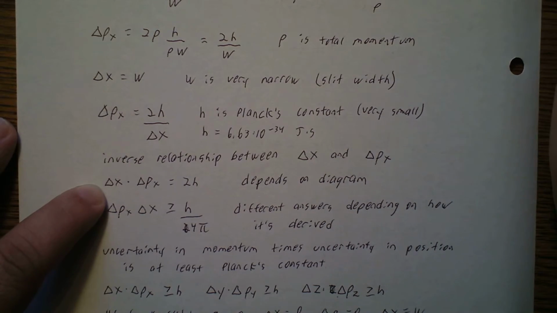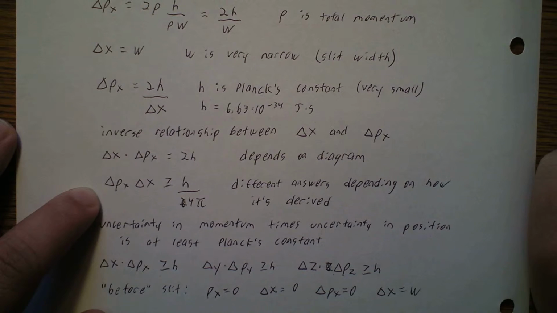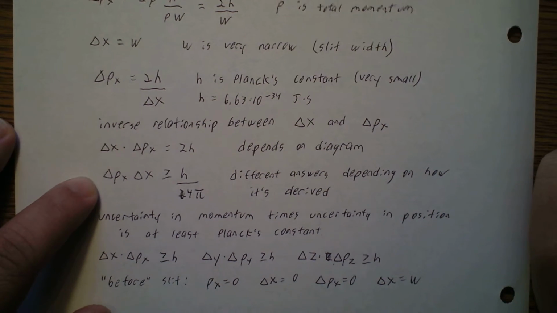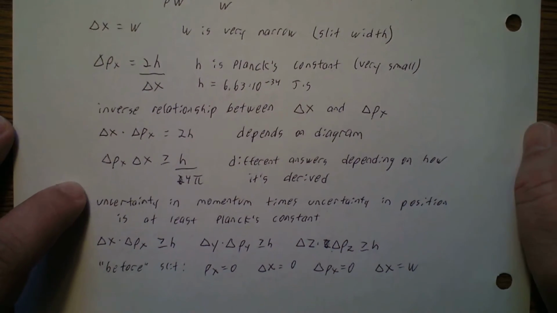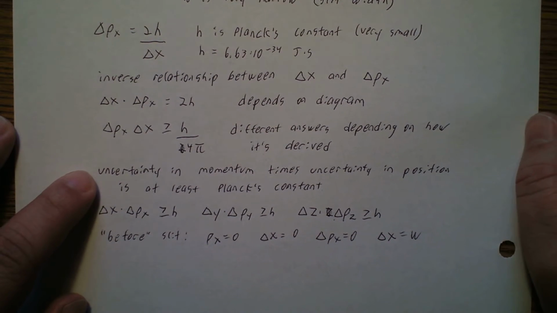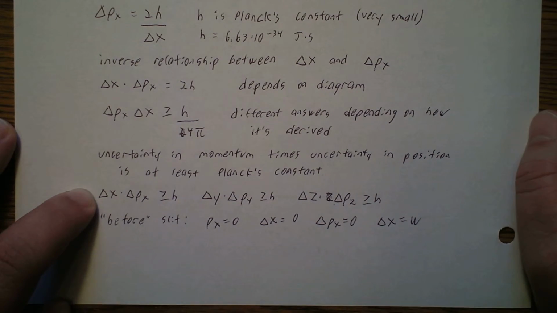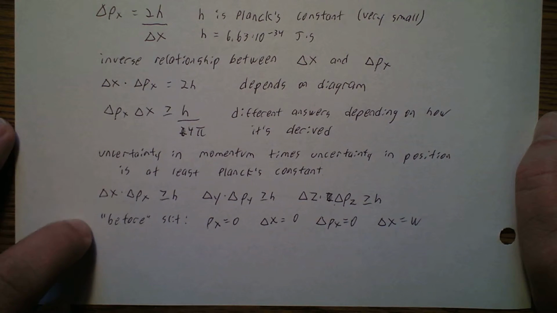And of course it depends on exactly how you do the diagram. So the change in p of x times the change in x is greater than or equal to h over 4 pi. Now you'll get different variations of this formula depending on how you derive it. Now, uncertainty in the momentum times the uncertainty in position is at least Planck's constant. Now we get the change in x times the change in the x component of momentum is greater than or equal to h. So we get the same thing for y and z.